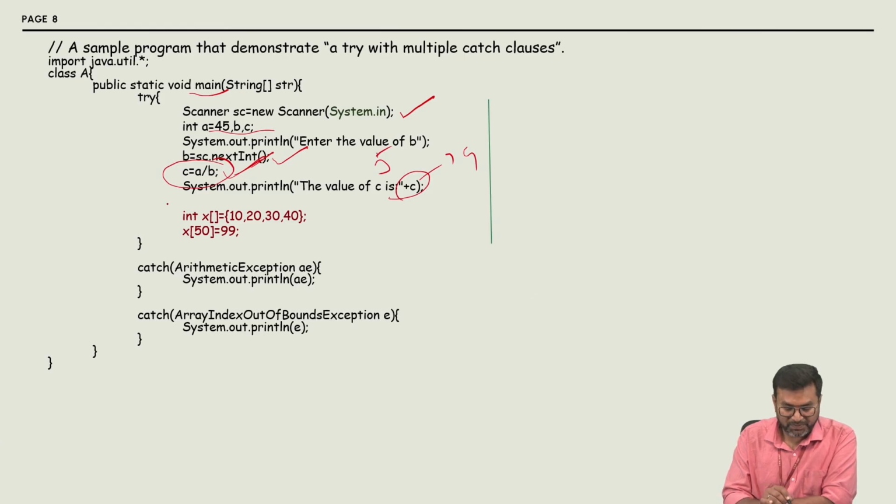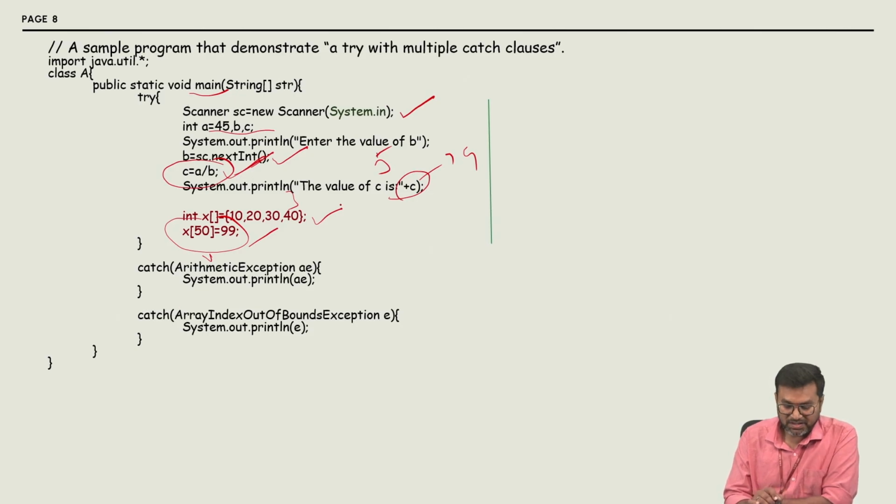So everything is valid. But see, 1, 2, 3, 4, 5, 6, 7. Let us go with the 7th statement. At the 7th statement, what do we have? Simply we are creating an array here with 4 elements, and if you see the 8th statement, x of 50 is equal to 99. So is it possible to access the element at index 50? No. Why? Because this array x's last index is 3. We don't have any element at the specified index position 50.